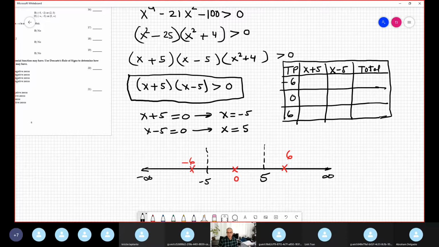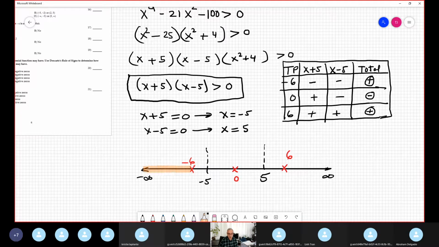Okay, this is negative, it's obvious, no? Negative 6 plus 5 is negative 1, and negative 6 minus 5 is negative 11, and then this is positive. Remember, two negatives multiplied is positive. 0 is negative. Here is negative, negative. 6 is positive. And positive is positive.